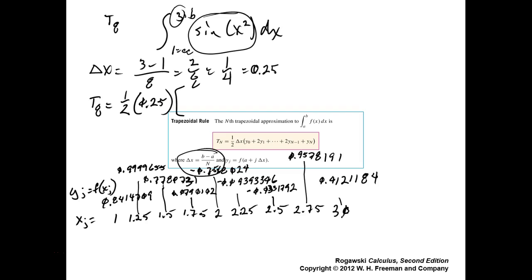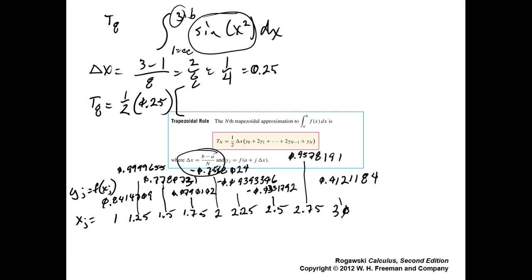it, okay? And like I said, first calculate your delta x, and then calculate each of your x values between 1 and 3. In this case, delta x is 2 over 8, which is 1 quarter, so 1.25, 1.5, 1.75. You should have, counting the endpoints, 9 values. And then you apply the function to those. And the function here was sine of x squared.